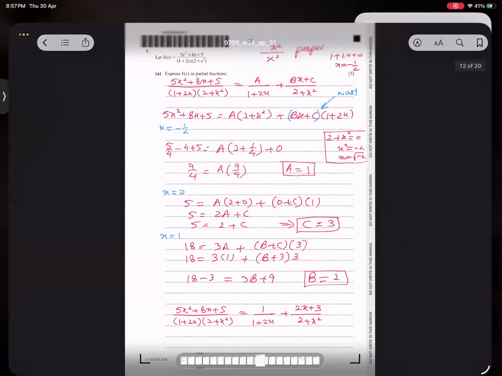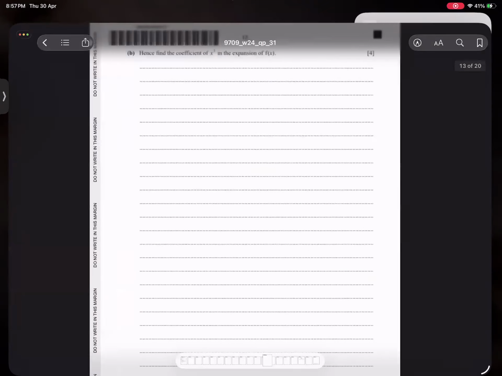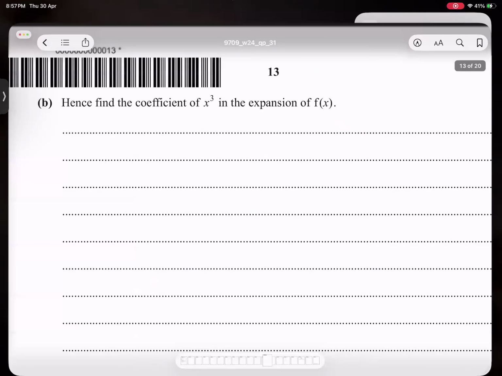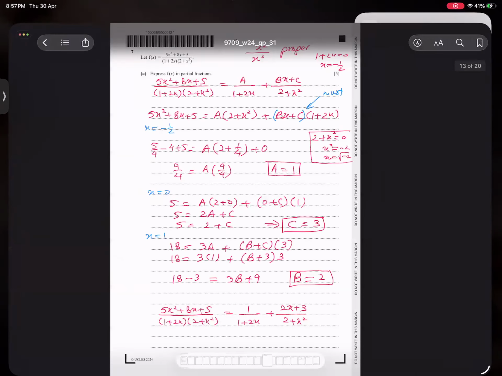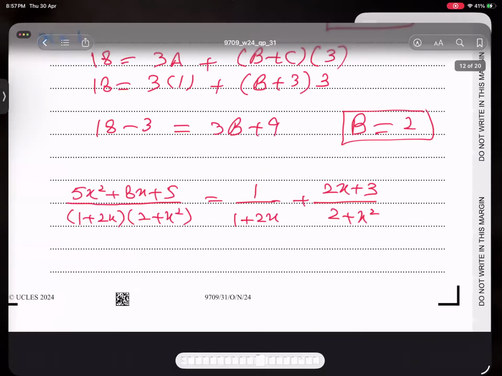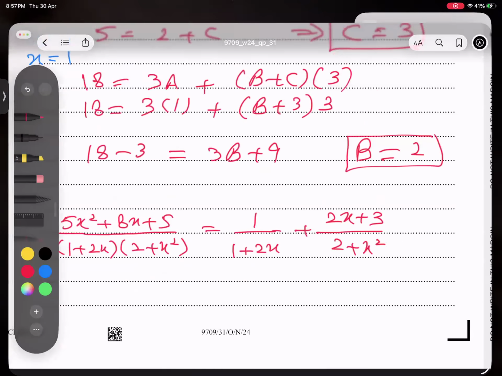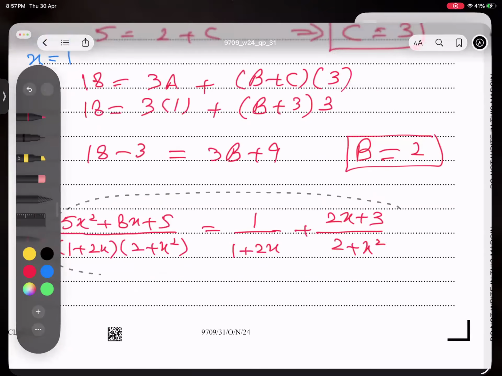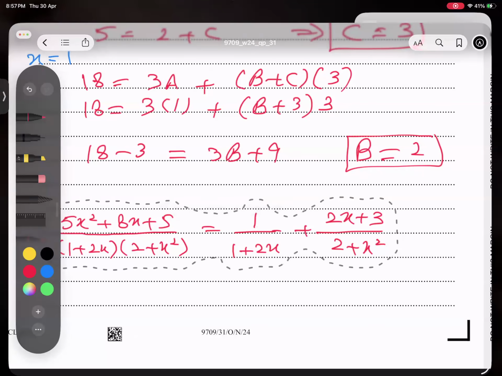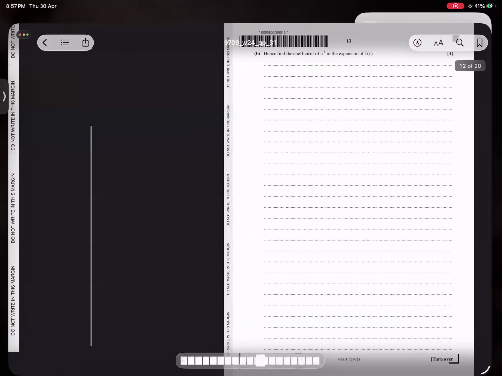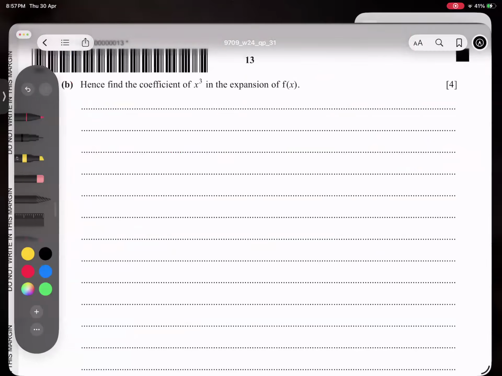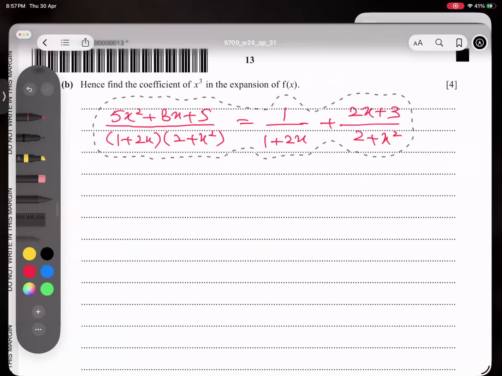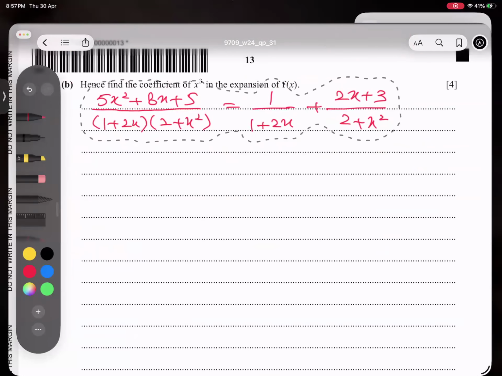The next part we have is find the coefficient of x cube in the expansion. So we have to apply binomial. So we are bound to take this on the next page. Okay, so I'm copying here.